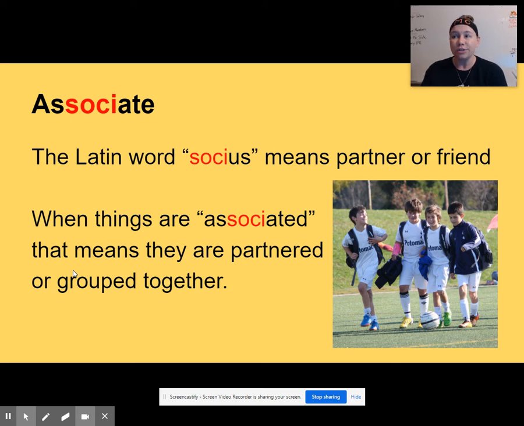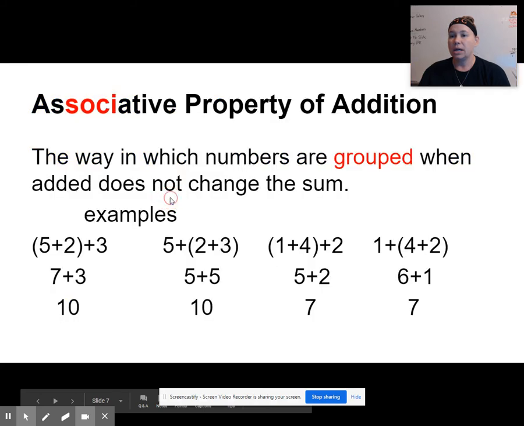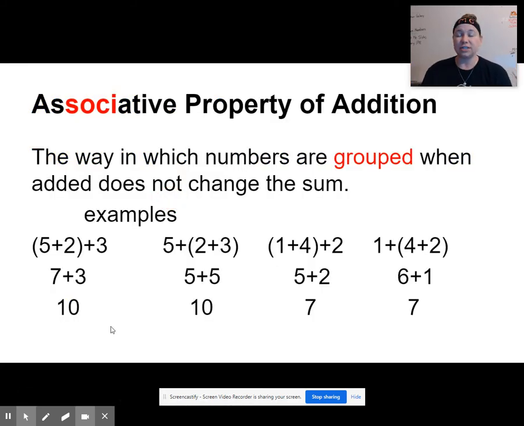So then we have the word associate, word nerd. The Latin word socius means partner or friend. So when things are associated, that means they're partnered or they're grouped. So the associative property, we're talking about groupings. The way in which numbers are grouped does not change the sum. So whenever we're talking about the associative property, we're talking about parentheses. And friends, in math, when you see parentheses, the parentheses say, me, me, me, solve me first. That's what parentheses say.